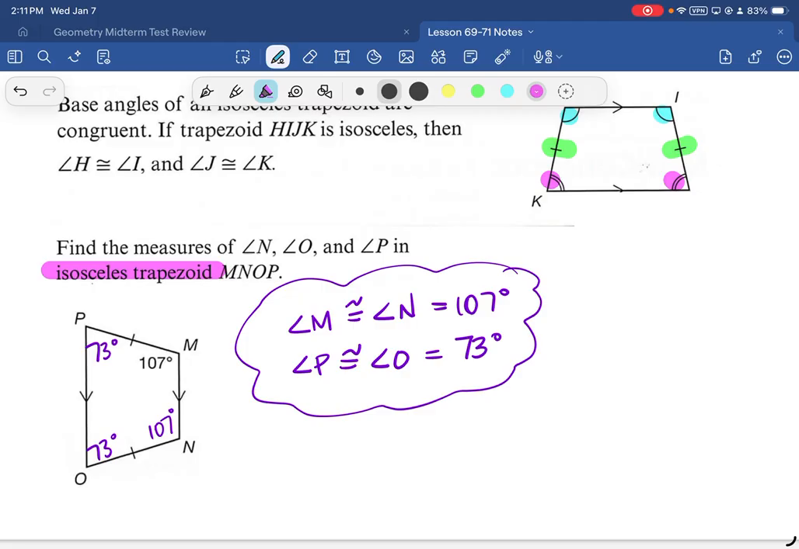And I should probably write down too, because I like how Gabby explained, and I'll use a different color, that 180 take out 107 is where I found the 73 degrees. That way, if ever y'all look back at your notes, you know where that came from. It's always good to take notes as if you're going to look back at them in the future, having not seen it in a while.